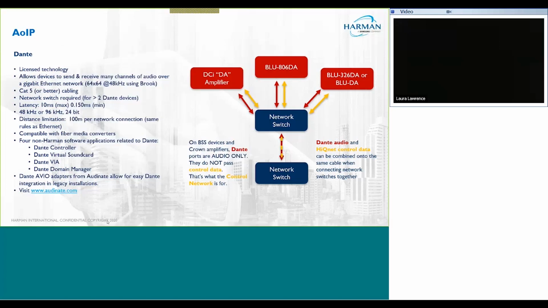And with that many channels of traffic coming across your network, 640 channels, that's a lot of bandwidth. So it's really strongly encouraged that you separate out that control data traffic from the audio traffic on Dante. Okay, let's talk about clocking. Master clock.